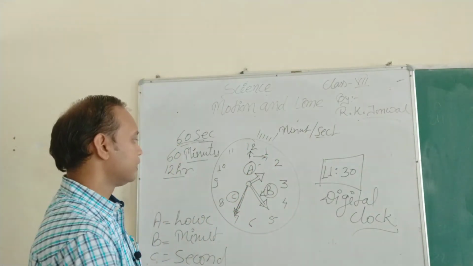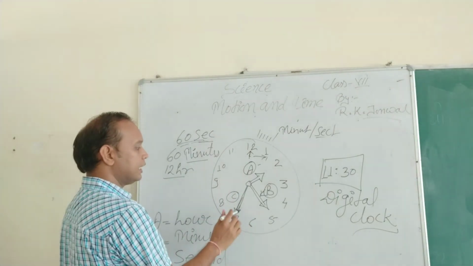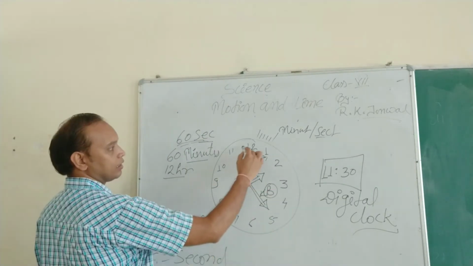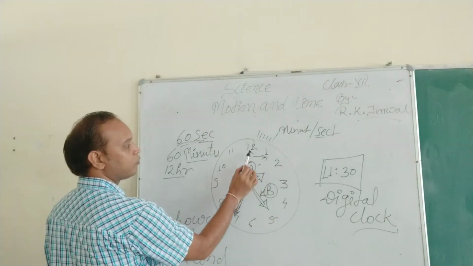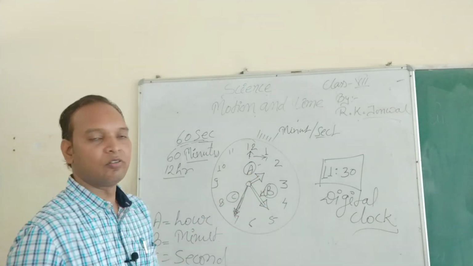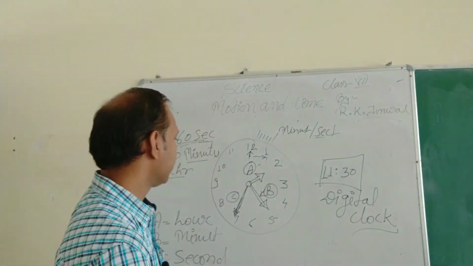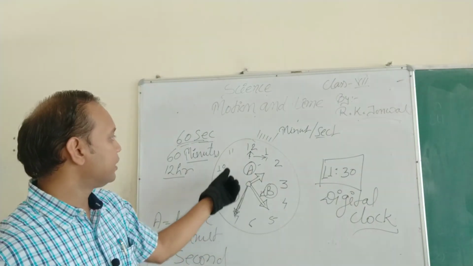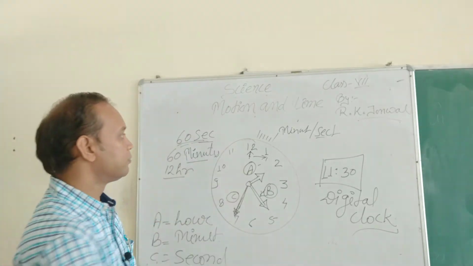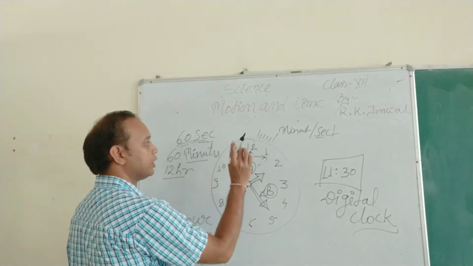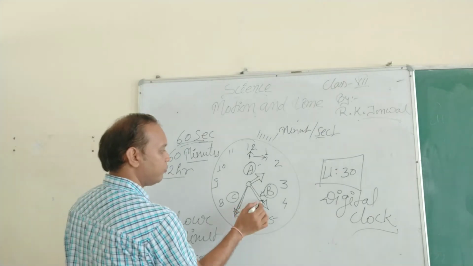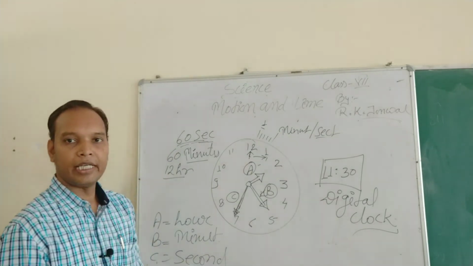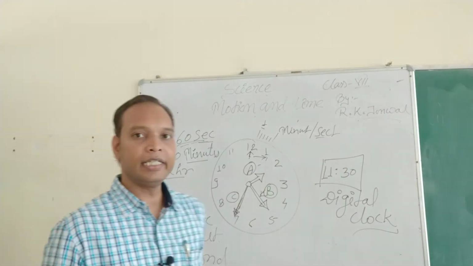Okay, students? So you can see here, when the B needle completes one circle, then the A needle moves from one digit, 12 to 1 or 1 to 2. Okay, if that C needle, that is the second needle, completes one circle, it moves from 12 and again reaches up to 12, then the B needle moves only 1 minute. Okay. So that is the relationship between these three needles.